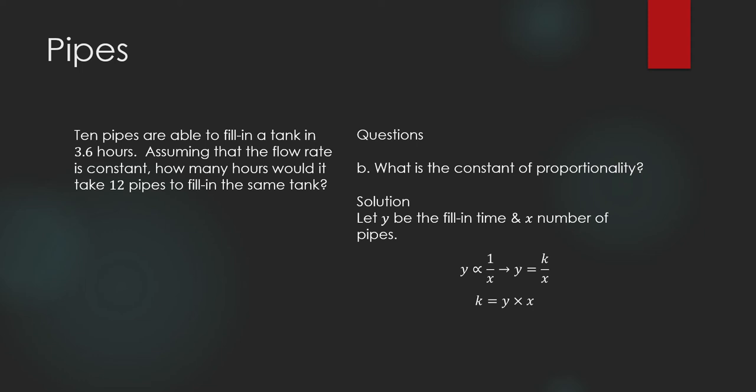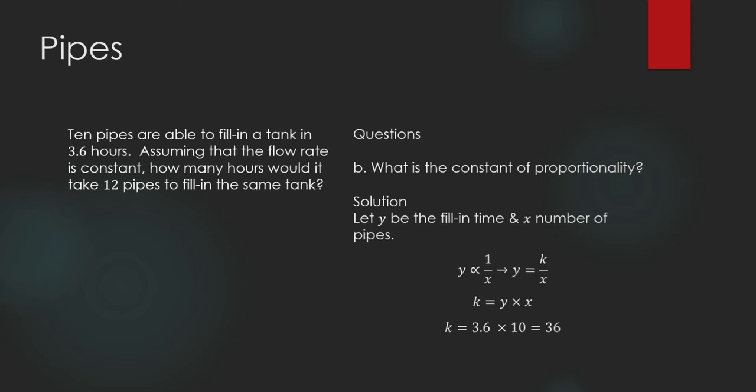K is equal to y times x. That is just cross multiplication. This means that k is equal to 36.